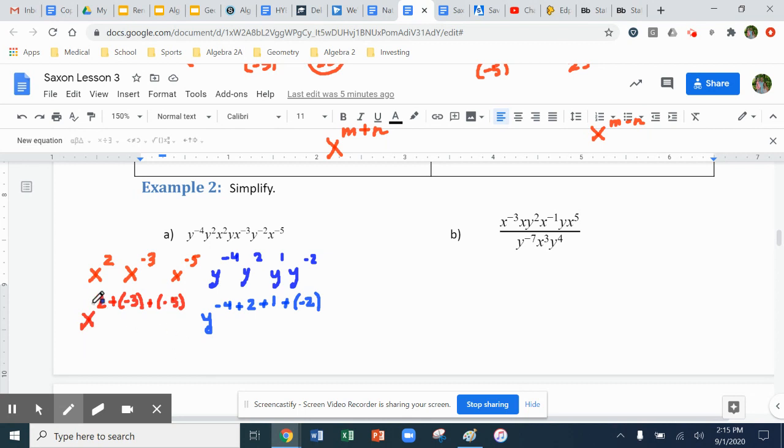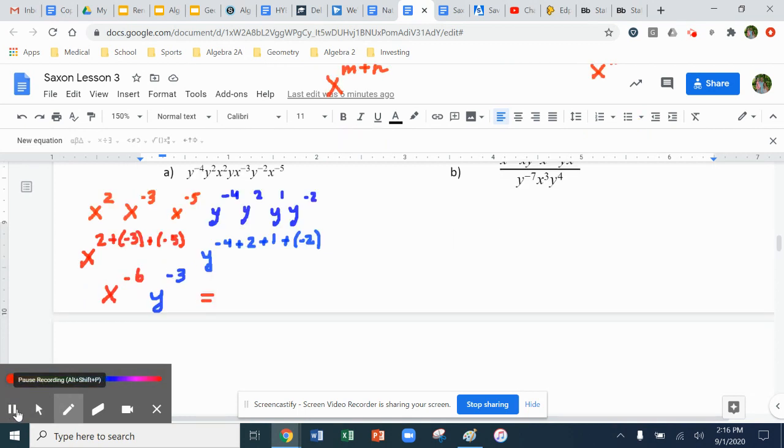So the next thing I'll do is I will add up the exponents. So 2 plus negative 3 would be negative 1. Negative 1 plus negative 5 would be negative 6. For the y's, I would take negative 4 plus 2, which is negative 2, plus 1, which is negative 1, but then minus 2 again would bring me down to negative 3. So now I've rewritten them with the one single power, x to the negative 6, y to the negative 3.